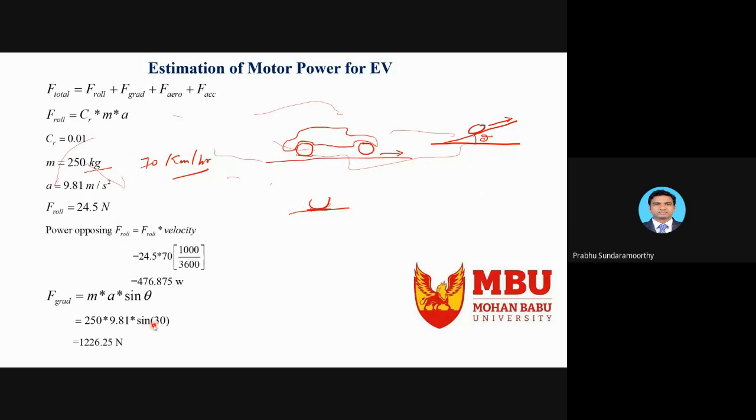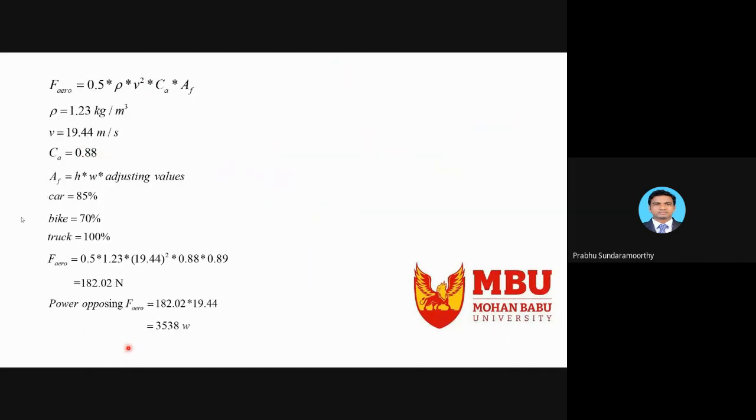Suppose you are designing a vehicle for a long drive, suppose consider it is a car, then definitely we need to consider a gradient there, right? So I consider a minimum gradient of 30 degrees. Okay, so the maximum we can go up to just 40, 45. And if you substitute the value, we will get around 126.25 Newton. And the next one is the aerodynamic force.